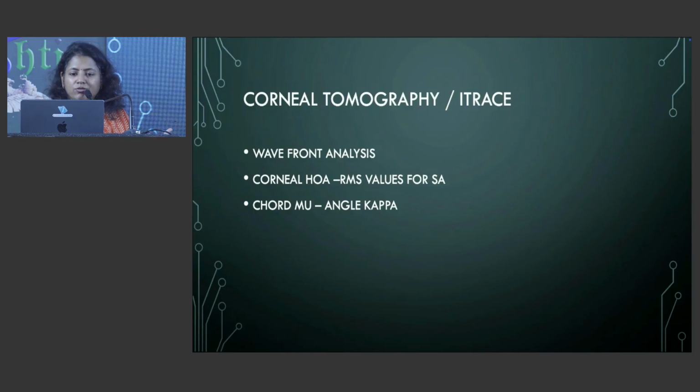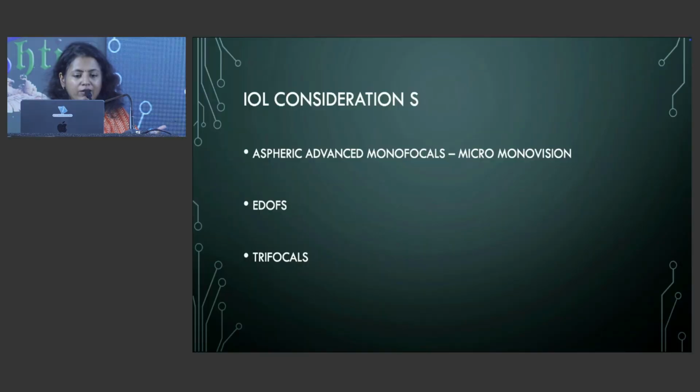Again, do your eye trace or corneal tomography to confirm how much the corneal higher order aberrations or spherical aberrations are. Check the chord mu, because here you're going to put a trifocal IOL. It better be centered well to prevent the glare and halos that might come up. Various options are there depending on the patient's liking. So you'll rather go for a trifocal or sometimes the newer EDOFs, which are doing really well for the patients.